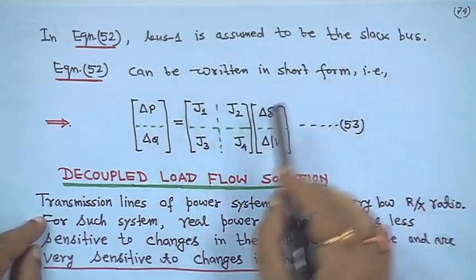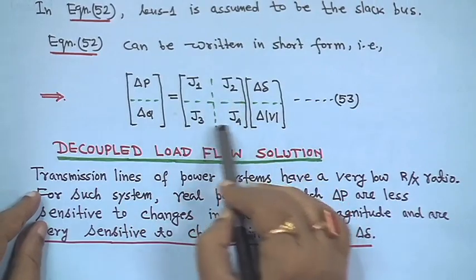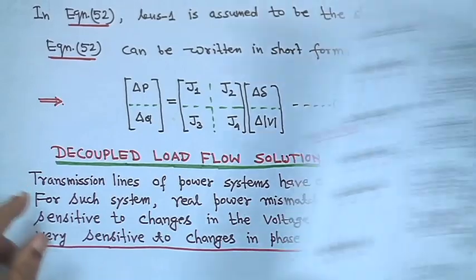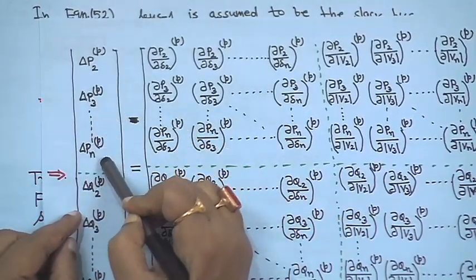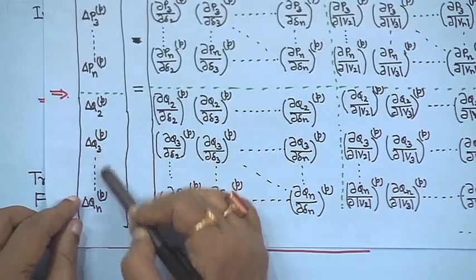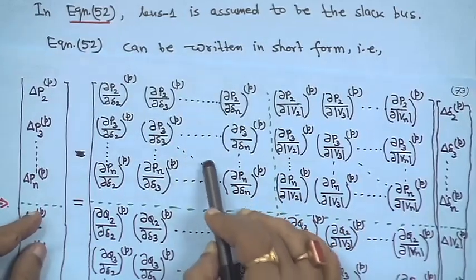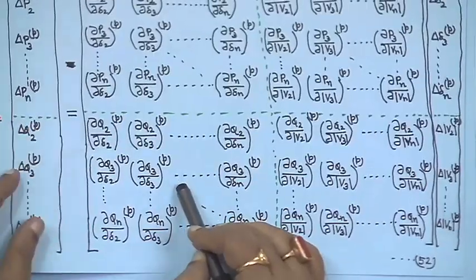So, this equation can be written in general as delta P, delta Q is equal to J1, J2, J3, J4 times delta delta, delta V, right. Delta P is equal to the vector delta P2, delta P3, delta Pn, and delta Q is equal to delta Q2, delta Q3, delta Qn, right, and J1 is equal to this matrix, J2 is equal to this matrix, J3 is equal to this one, and J4 is equal to this one, right.